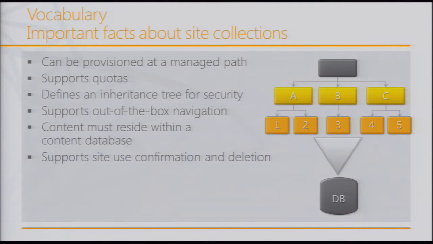The rule you care about mostly in terms of scale is content must reside within a content database. That means that a site collection's content, so all the libraries in this structure I have on the right, has to be contained within a single content database. I cannot split them. I cannot partition them. I can still have many site collections in the same content database. I don't break that rule, but I can't take a site collection and spread it across more than one content database.